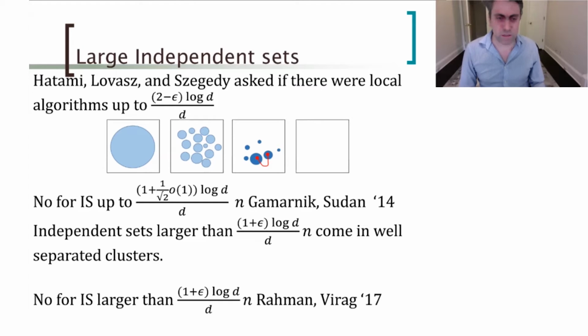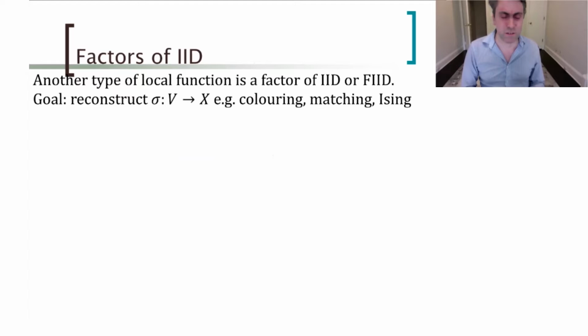So that's sort of the local functions view of things. An alternative idea of looking at local functions is what's called a factor of IID. This is very similar, except you should imagine that rather than doing it on some finite graph like a random regular graph, we're doing it on an infinite graph. So imagine we're doing it on Z^d or the infinite d-regular tree. And our goal is to construct some process sigma, which would just be an assignment to each of the vertices of the graph.